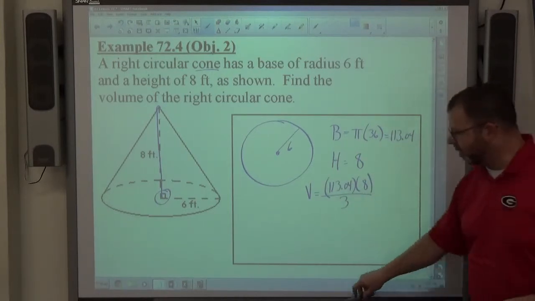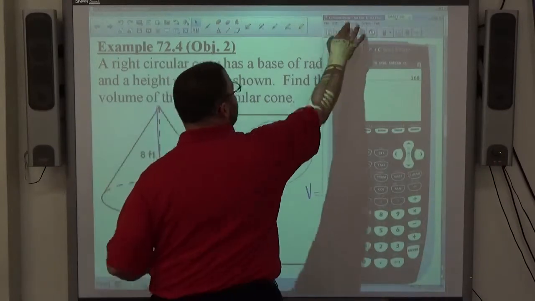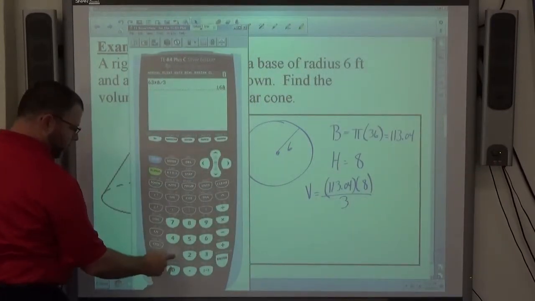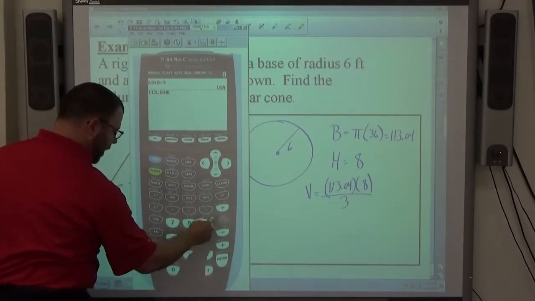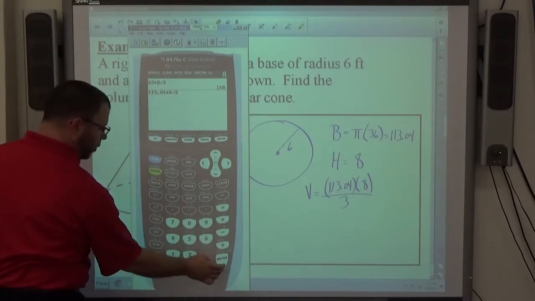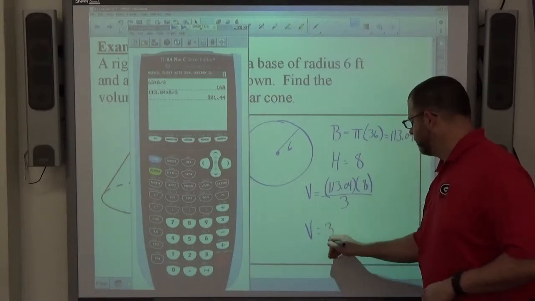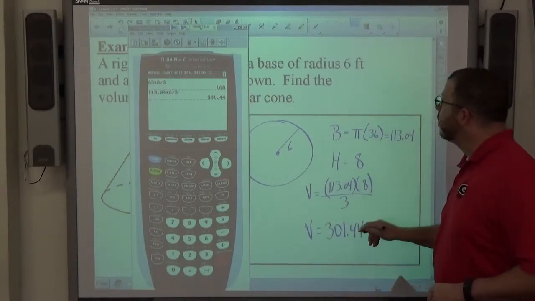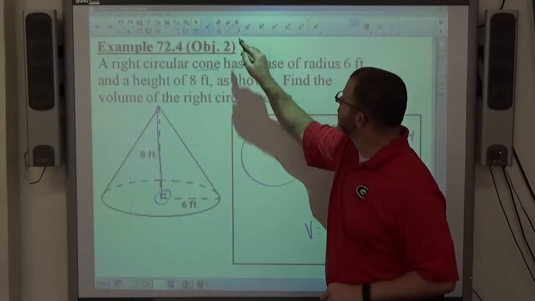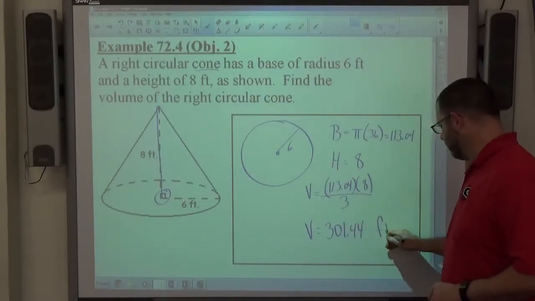This isn't quite as easy to do mentally, so I would probably use a calculator on this one. 113.04 times 8 divided by 3 equals. The calculator says 301.44. And the unit of length on this is? Feet. Feet, so cubic feet.